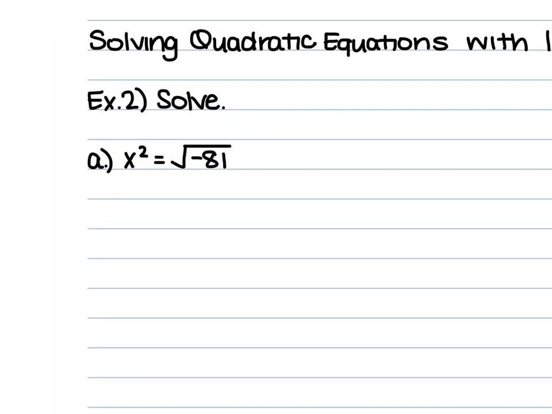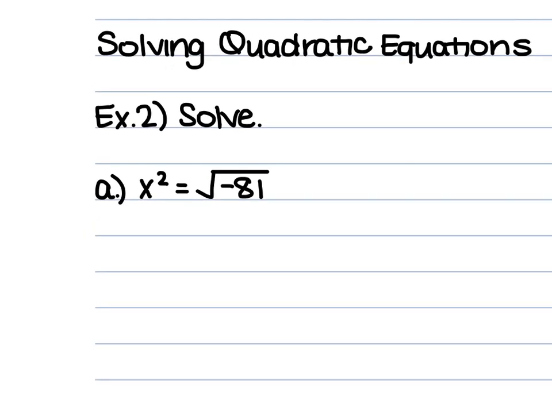If we look at our next set of examples, we are now solving equations with these radicals. We are doing the same thing that we did before. We are going to solve for x. Take the square root of both sides. Then we have x is equal to plus or minus 9i, because the square root of 81 is 9, and then that negative gives us an i.